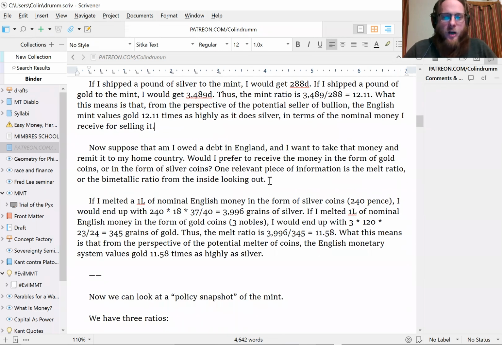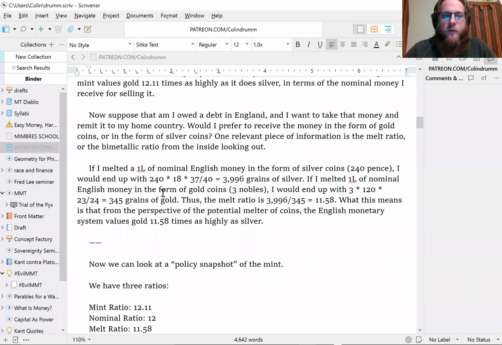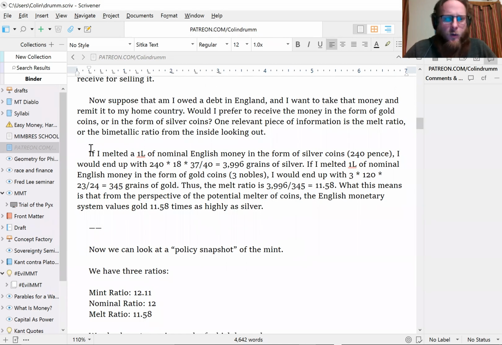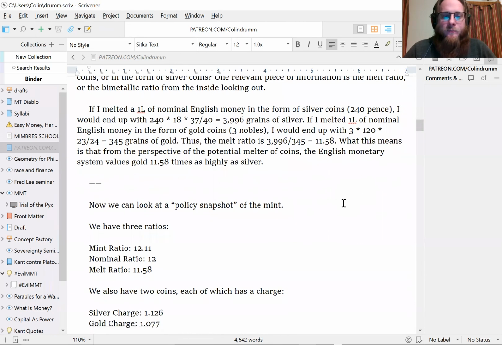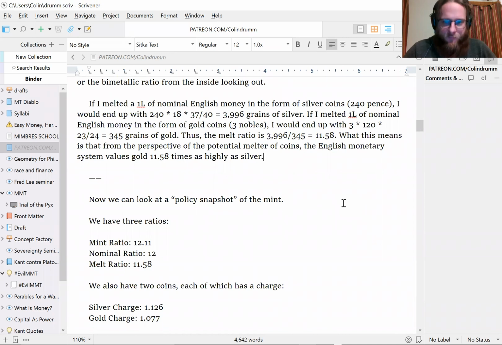Now suppose, on the contrary, that I'm owed a debt in England. I have money to collect in England and I want to remit that money to my home country. Would I rather have gold or silver? It's just the opposite. I need to know the melt ratio. If I melted a pound of nominal English money in silver coins, I would end up with 3,996 grains of silver. And if I melted a pound of English money in gold coins, I would end up with 345 grains of gold. So the ratio between these two is 11.58. It's a little bit lower than the nominal ratio. Significantly lower, I would say.